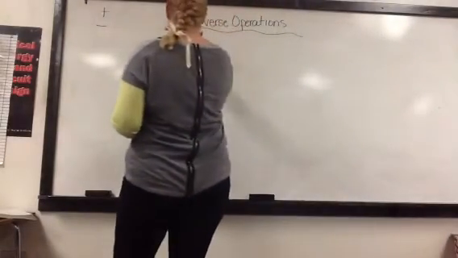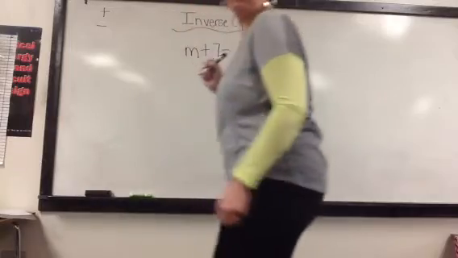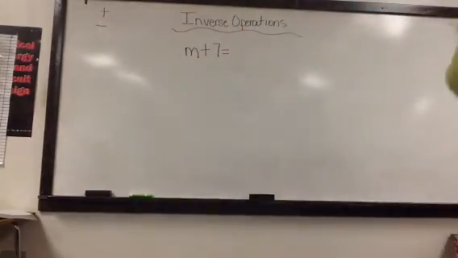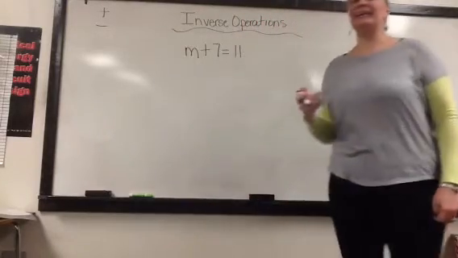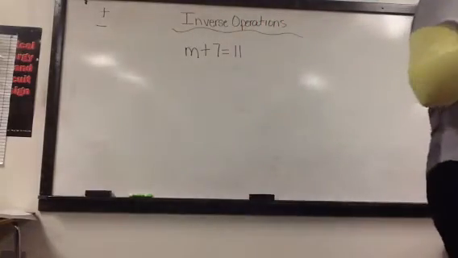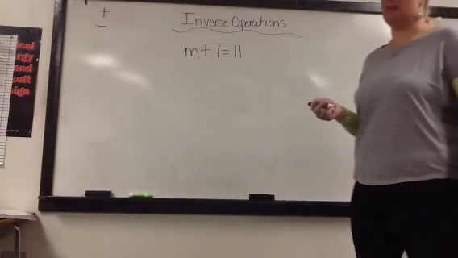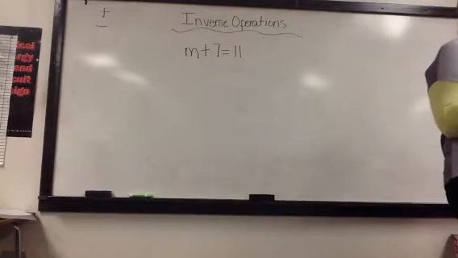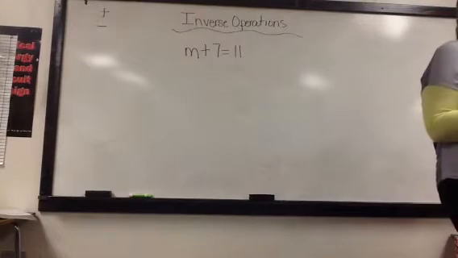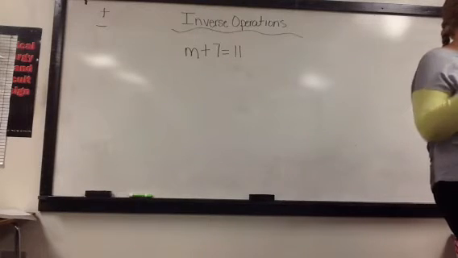You have m plus 7, and it equals 11, if I'm not mistaken. All right. So the whole idea is to find out what m is worth. Okay? So m is our variable. We're trying to find out the value of m. Inverse operations tells me that if I'm adding 7 on one side, what I need to do to find the value of m is to take 7 away.